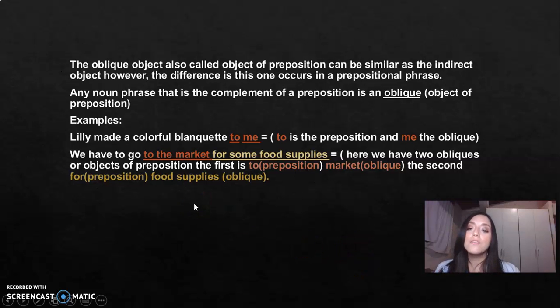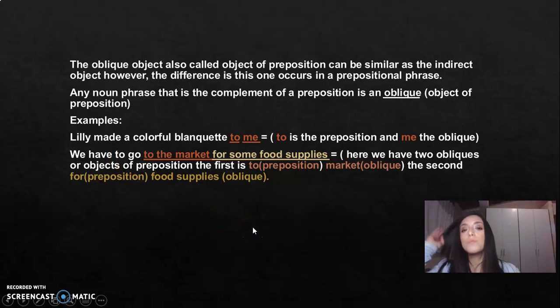Lily made a colorful blanket to me. So we have to me as the oblique: to the preposition, me, the oblique object. We have to go to the market for some food supplies. Now here we have two obliques or objects of preposition, but here also we have an infinitive verb, to go. So we need to be careful because sometimes we make the confusion that to go is the oblique. No, we have the infinitive verb.